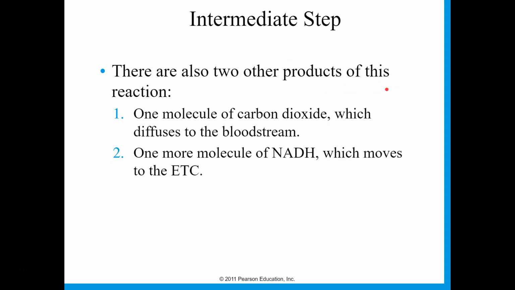Okay, so there are two other products of this intermediate step. You get a molecule of carbon dioxide, which diffuses into the bloodstream. You get one more molecule of NADH. Remember, that's that electron carrier, which we need for high energy things later on, or the electron transport chain, and that's where it goes. That NADH just goes immediately to the electron transport chain.